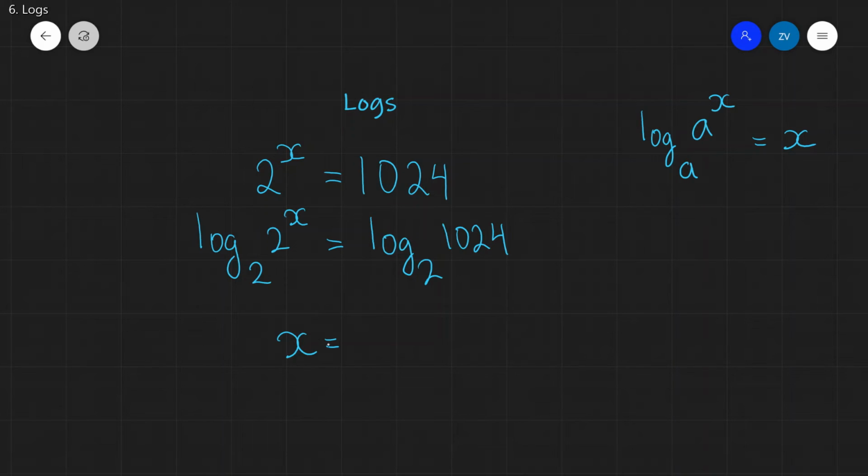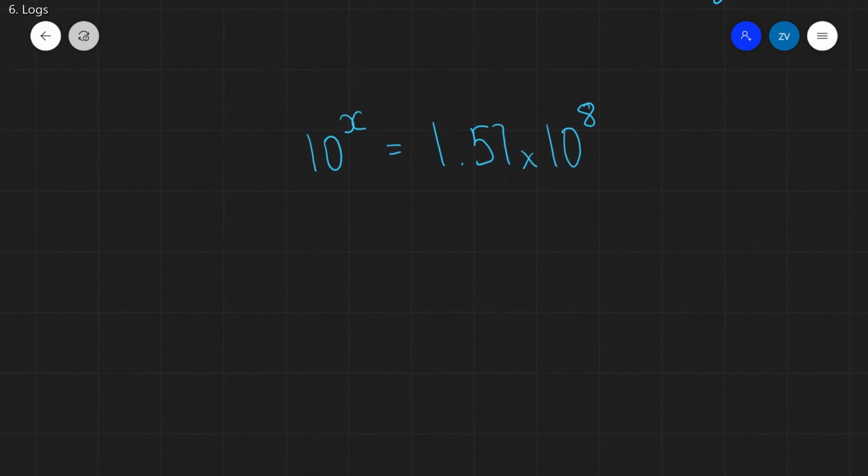So x will be equal to log base 2 of 1024. We can literally put this into our scientific calculator. Look out for the log button, which allows you to input both the base and the actual number. And if we plug in log base 2 of 1024, we're going to find that x is equal to 10. And of course, this is because 2 raised to the power of 10 is equal to 1024.